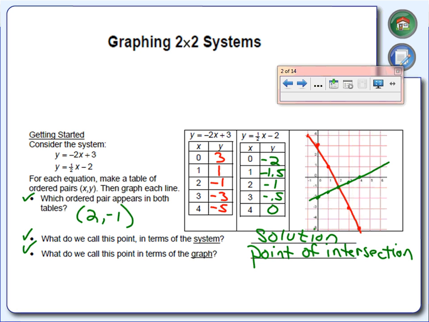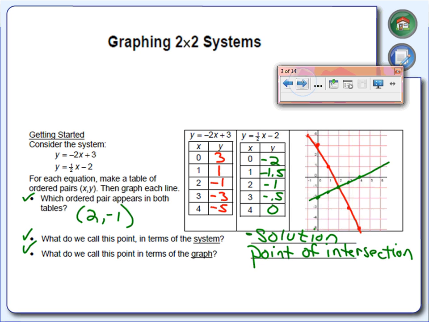It's called the point of intersection. And that point of intersection is going to be very important for us today, because if we can find that point of intersection, well, then we can also find the solution to our system. So basically what we're going to be looking at today is graphing two linear equations, finding that point of intersection, and whatever that point of intersection is represents our solution.